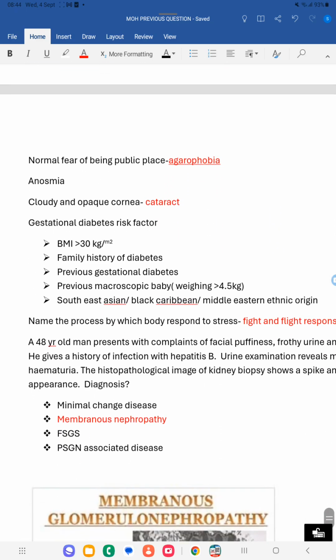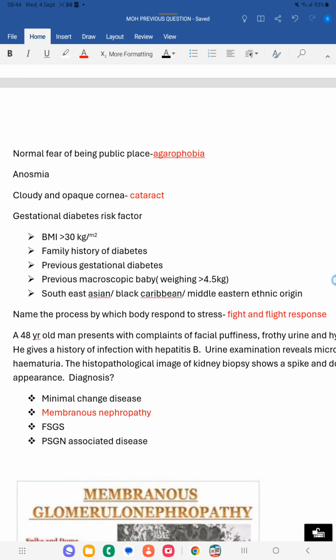Next one was normal fear of being in a public place. So the answer is agoraphobia, and they have given some anosmia symptoms. Then cloudy and opaque cornea is cataract. Then gestational diabetes risk factors. Here the option was not correct, so I am giving you these risk factors, so that you can choose which is not coming in the exam. Okay, so these are the risk factors for getting gestational diabetes.